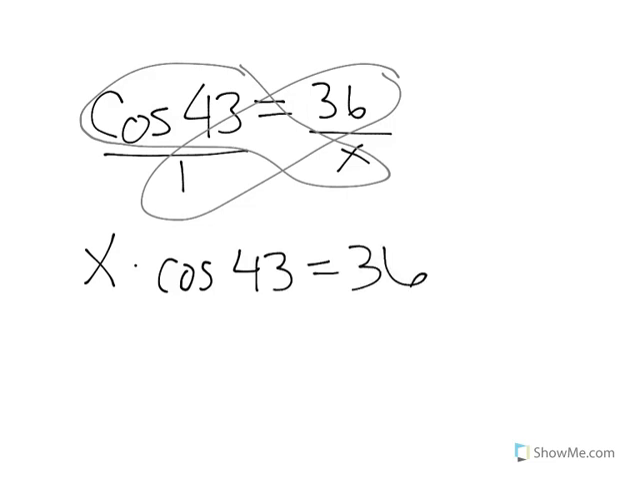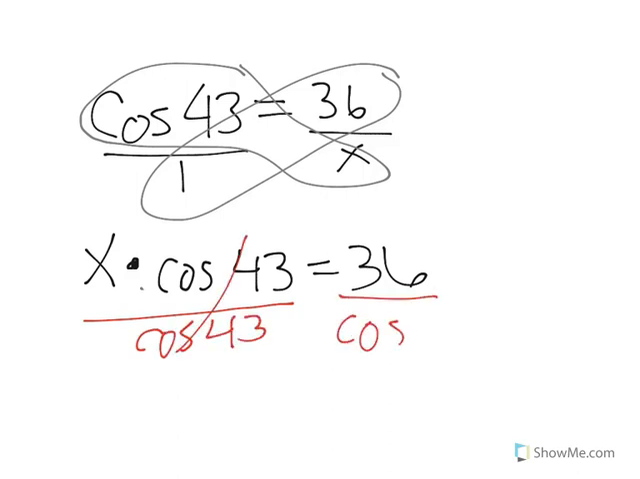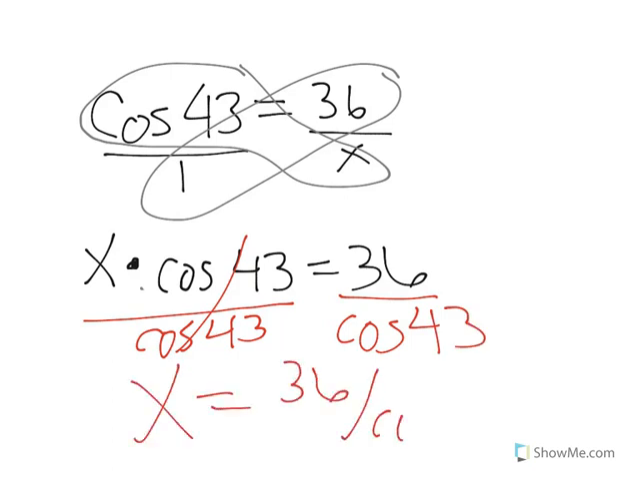This one just has one extra step because we actually don't have x by itself. x is being multiplied by cosine of 43. Cosine of 43 is one number, so you can't pull that apart. And since it's being multiplied, to undo it, you're going to divide by cosine of 43 and do it to both sides. So x is equal to 36 divided by the cosine of 43. You would put that right into your calculators, making sure that you're in degree mode. And x would equal 49.2.